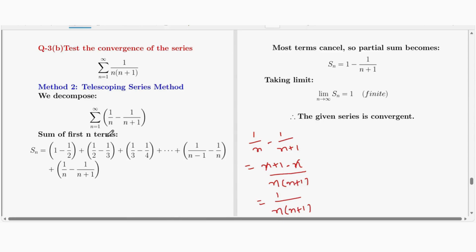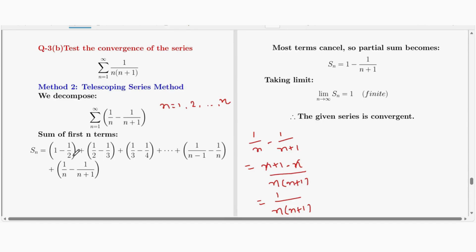Now put n equal to first, put n equal to 1, 2 up to what? N. Okay, so first put n equal to 1 here. So what we get? 1 minus 1, 1 plus 1, so 1 upon 2, plus put n equal to 2, so 1 upon 2 minus 1 upon 3. Put n equal to 4, so 1 upon 4 minus 1 upon 5, and so on. Put n equal to n, so last term 1 upon n minus 1 upon n plus 1. Okay, so here we have sum of first n terms.